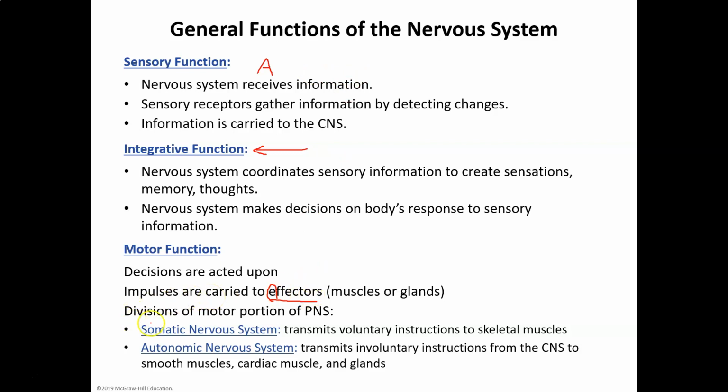You'll see. The divisions of the motor portion of the peripheral nervous system, you saw this on the previous slide. There's the somatic nervous system, which transmits voluntary instructions to skeletal muscles. You might not always think of it as voluntary, but that's how we break it down. The autonomic nervous system transmits involuntary instructions from the central nervous system to smooth muscles, cardiac muscles, and glands. And they do what the nerves tell them to do.